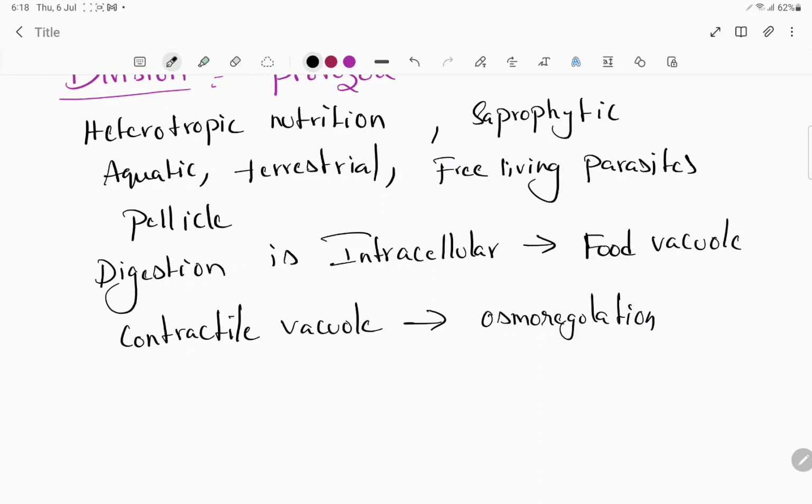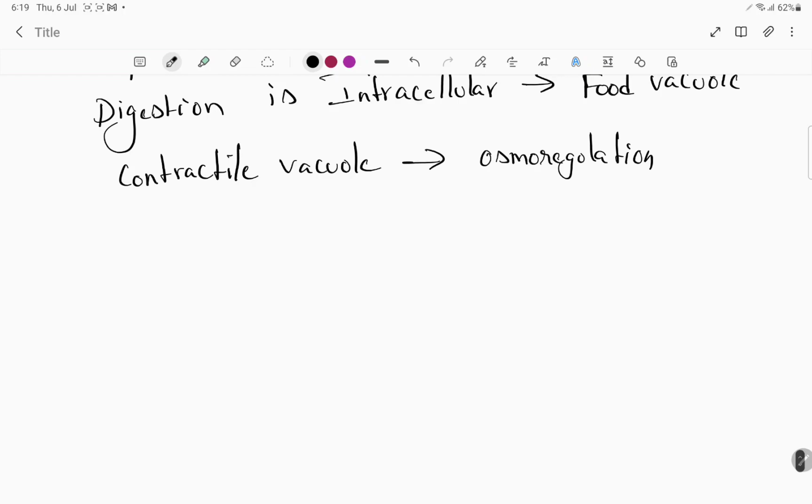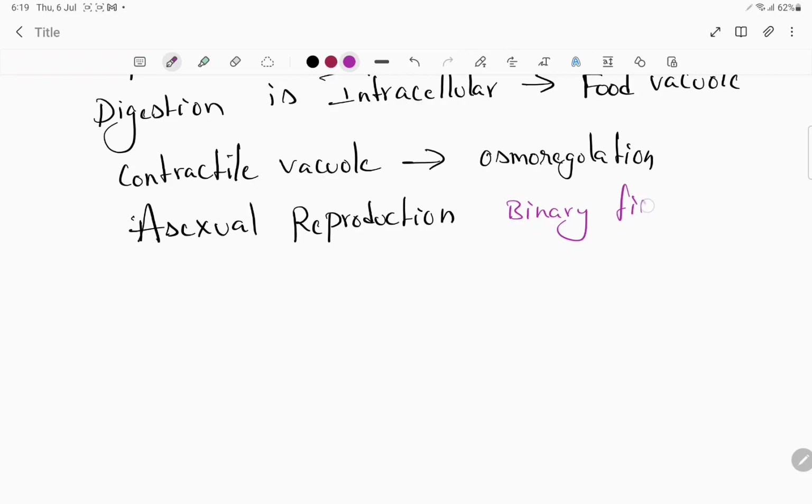Reproduction is sexual or asexual. Asexual reproduction includes binary fission, multiple fission and budding. Sexual reproduction is by syngamy and conjugation.